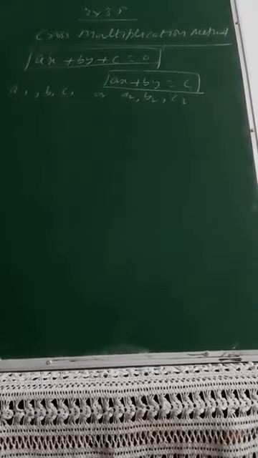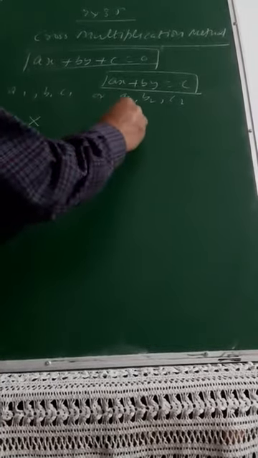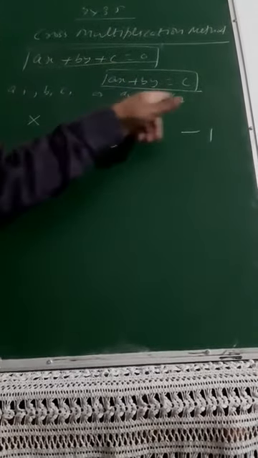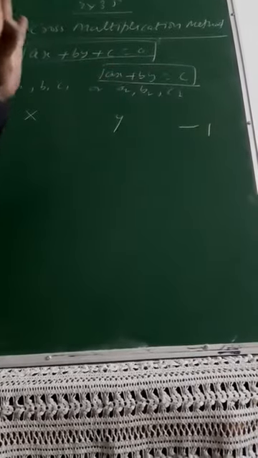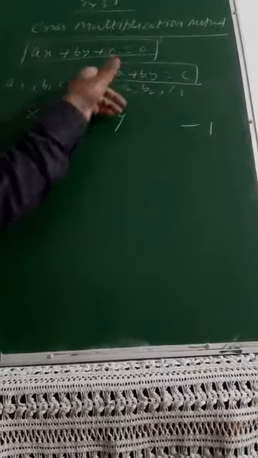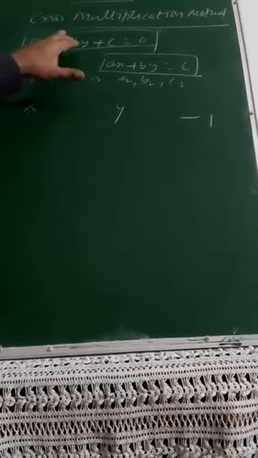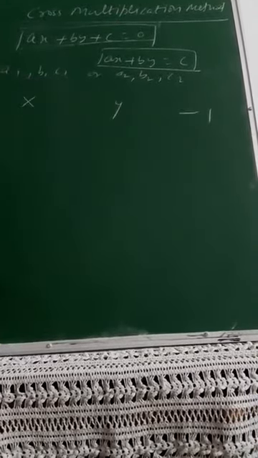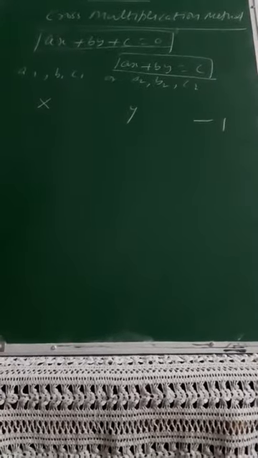Now, before writing the solution, you have to do one thing. You write x, y, or minus 1. Now when I write this minus 1, it is for this method, when you have expressed your equation in terms of ax plus by is equal to c. Why minus 1? If you have written the equation in the standard form ax plus by plus c is equal to 0, then there is no need to put the minus sign, and it will remain x, y and 1. I hope that is clear to you.